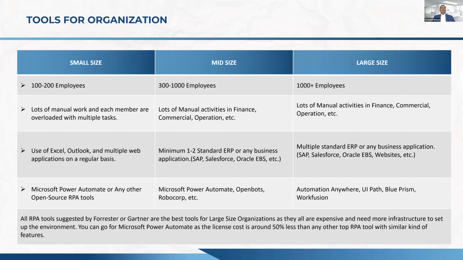So this is our main agenda: which is the best RPA tool for your organization. Here we are comparing three different sizes of organization: small, mid-size, and large. If you are in an organization with 100 to 200 employees, you can check that there is a lot of manual work, and each member is overloaded with multiple tasks, using Excel, Outlook, and multiple web applications on a regular basis.